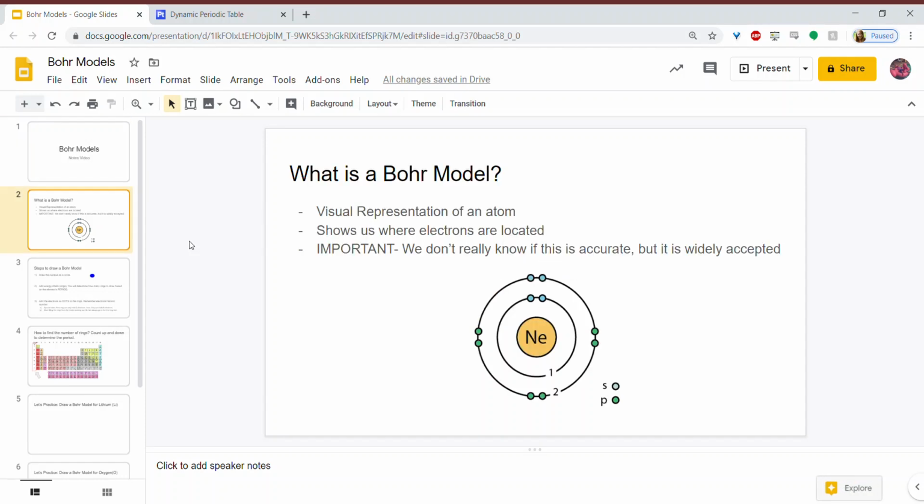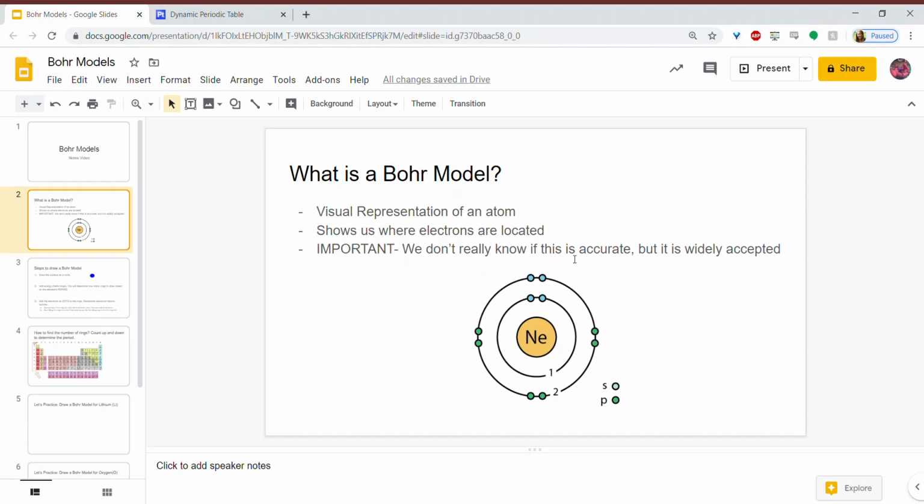First off, what is a Bohr model? All a Bohr model is, is a visual representation of an atom. It's like a snapshot or a picture of an atom. The important thing that it does is it shows us a predicted layout of electrons.